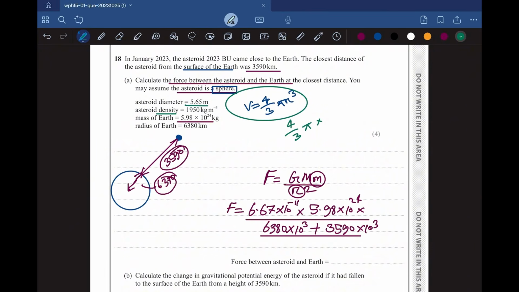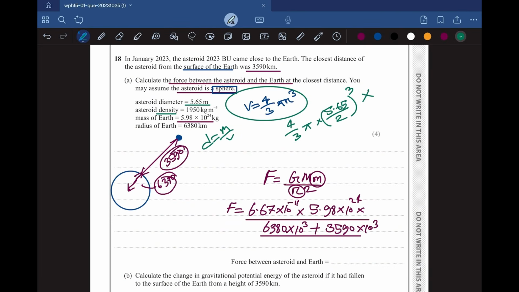And they have given us the diameter of the asteroid. So we can say (5.65 divided by 2) cubed, 4 by 3 pi r cubed. We know density is equal to mass by volume. So mass is going to be density into volume. So this was my volume multiplied by density.